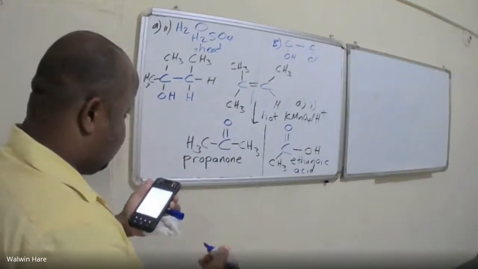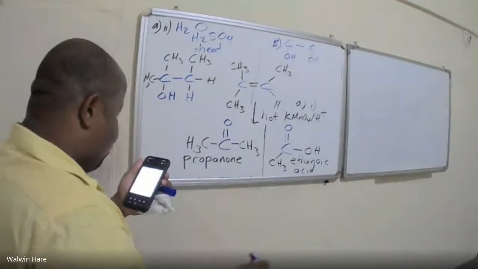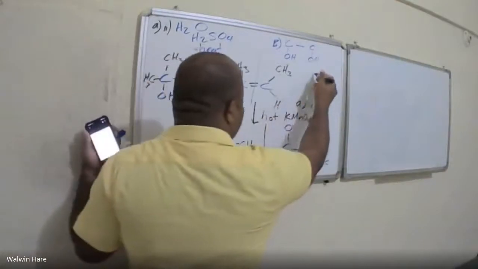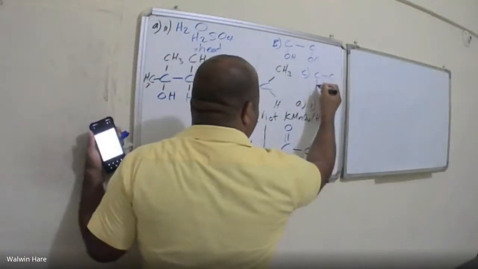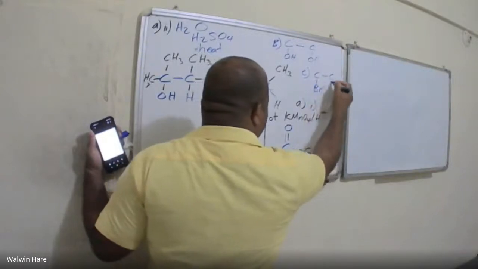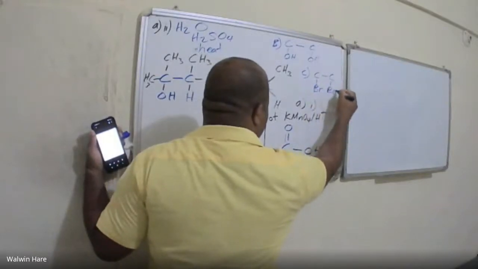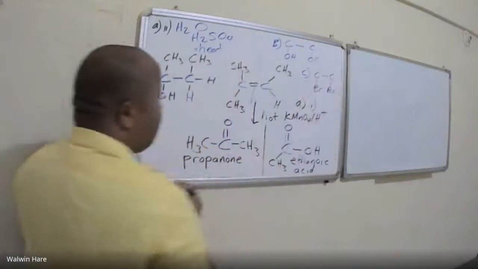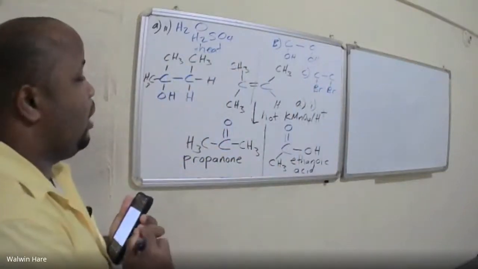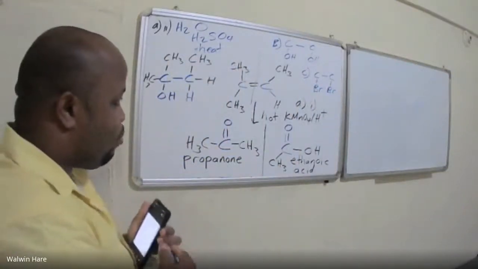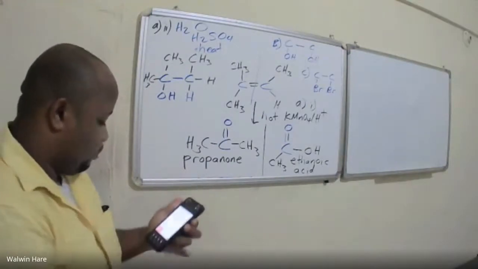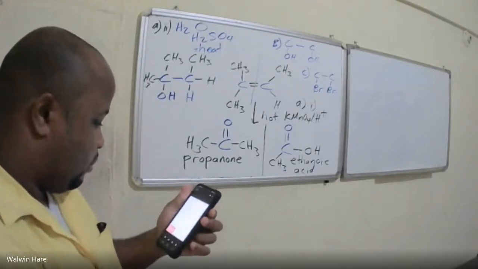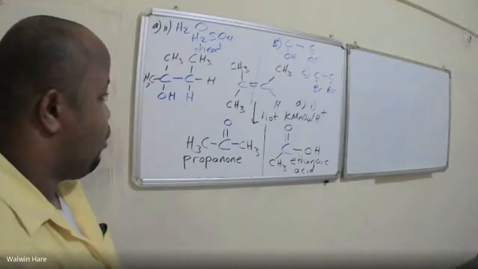And for C, we add liquid bromine to it. So again, you break the double bond, and because it's liquid bromine, we're going to add a bromine atom to each of the carbons. If it was aqueous bromine, what would have been the difference? We're going to have Br and an OH.